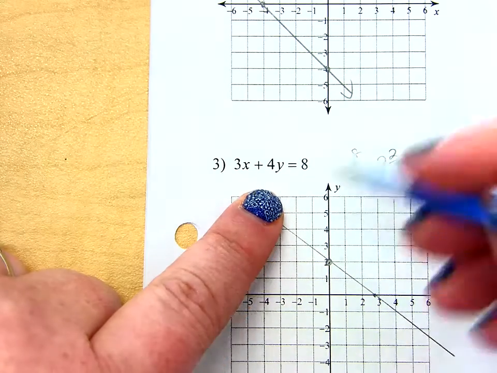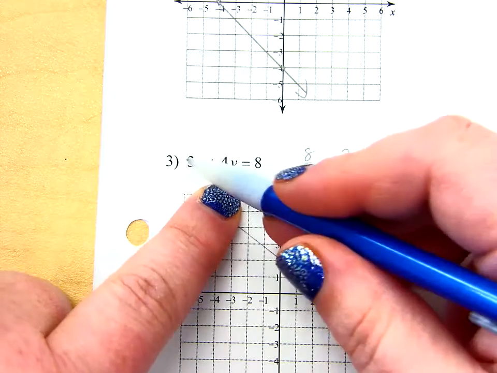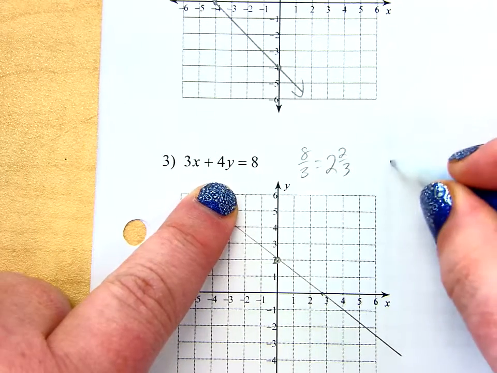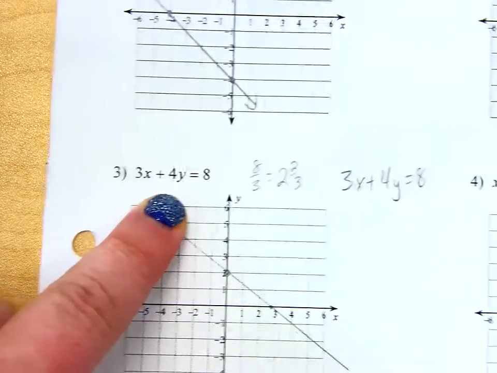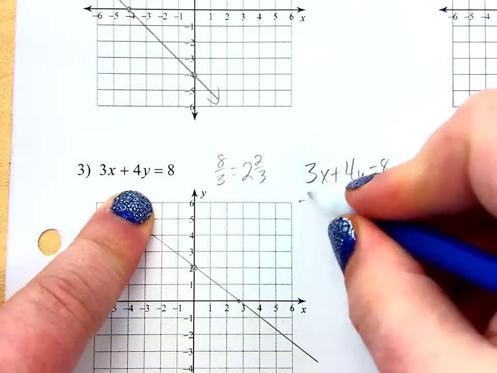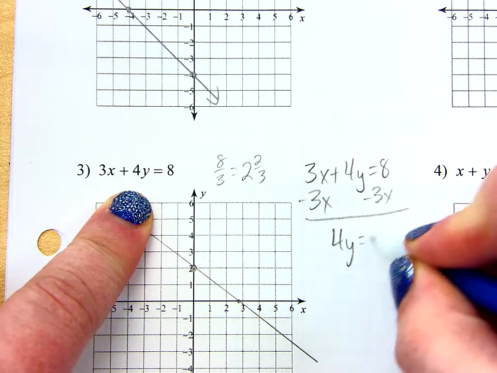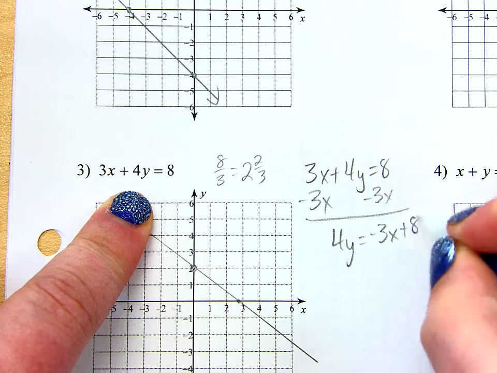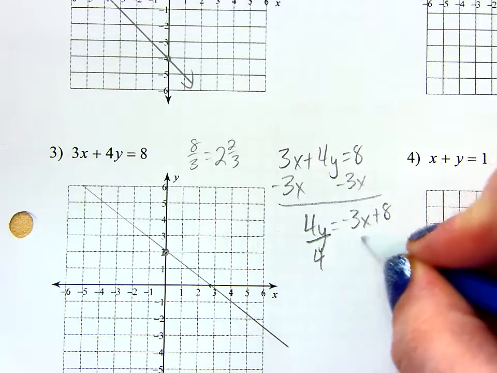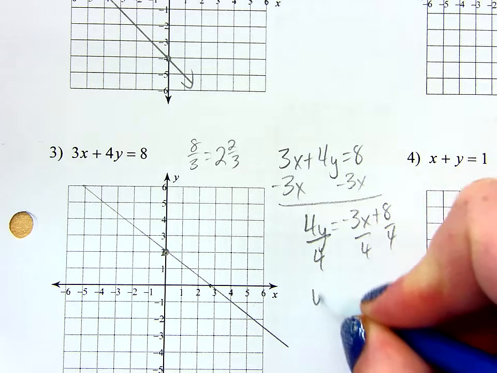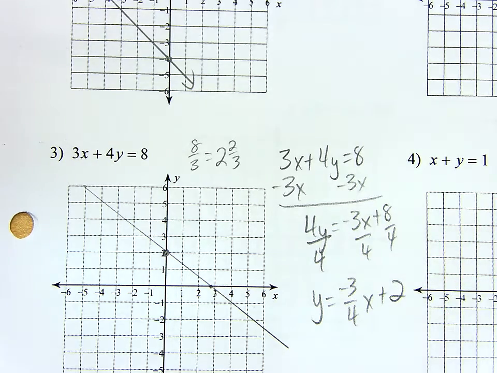So if you were going to rewrite this into y equals mx plus b form, I just want to get the y by itself. So I'd minus the 3x over. So let me just rewrite it here. Usually this is what you do. You minus the 3x over: 4y equals -3x plus 8. And then I would do what? Divide everybody by 4. So I get y equals -3/4 x plus 2.